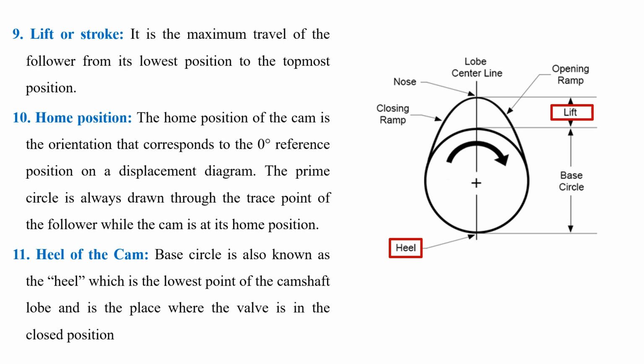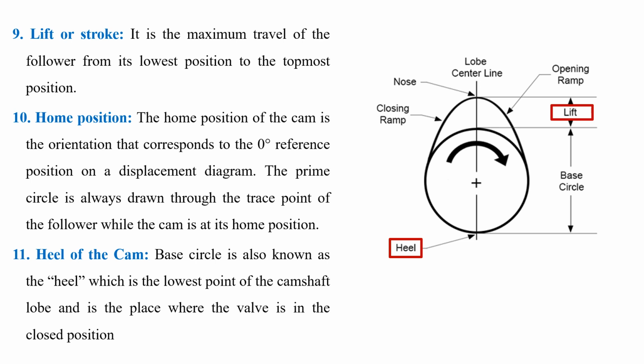Lift or stroke is nothing but the maximum travel of the follower from its lowest position to the topmost position. From the figure, you would notice that when the follower is in contact with the circle on its top, it is reflecting the lowest position of the follower. It is only because of that wedge-shaped lobe which is put over that circle that the follower is lifted. So the difference of these two, that is the top of the circle and top of the cam lobe, is the lift or stroke of the follower.